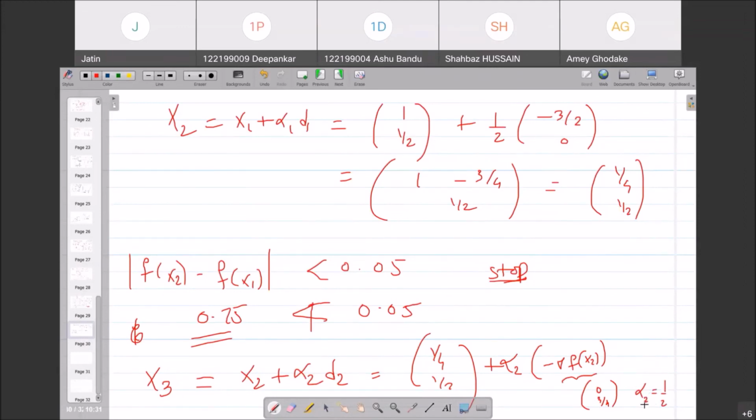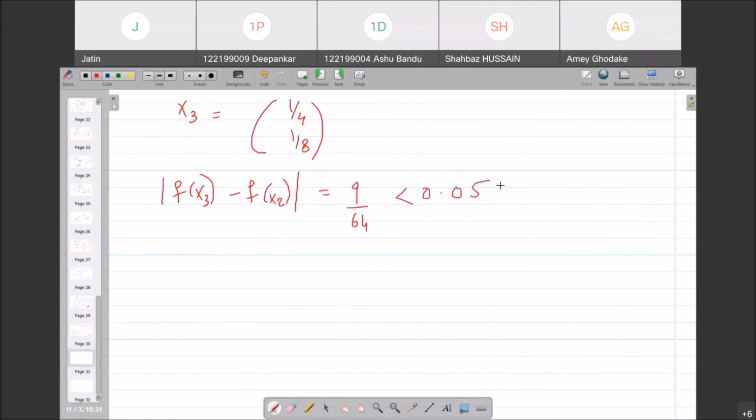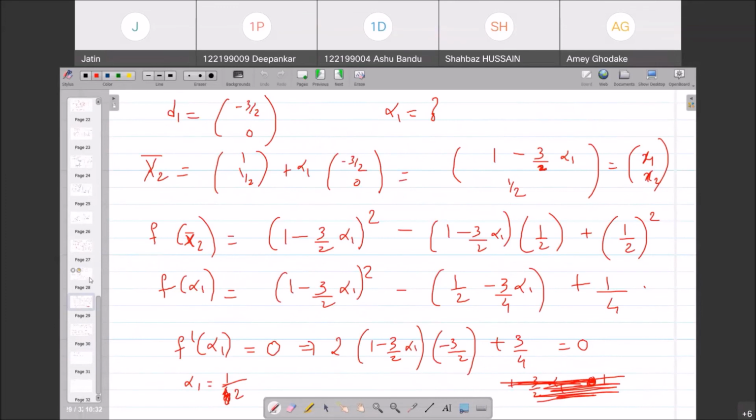Okay, so once you have this, you just do this later on, let me not waste time. Your x3 will come out to be 1 by 4 and 1 by 8. And now when you find the difference between f of x3 and f of x2, it will come out to be 9 by 64, which is less than 0.05. Okay, so this is how you can use this method to find the approximate answer.